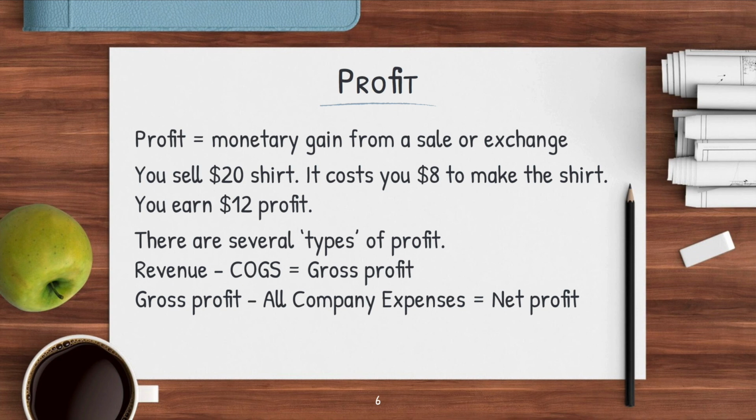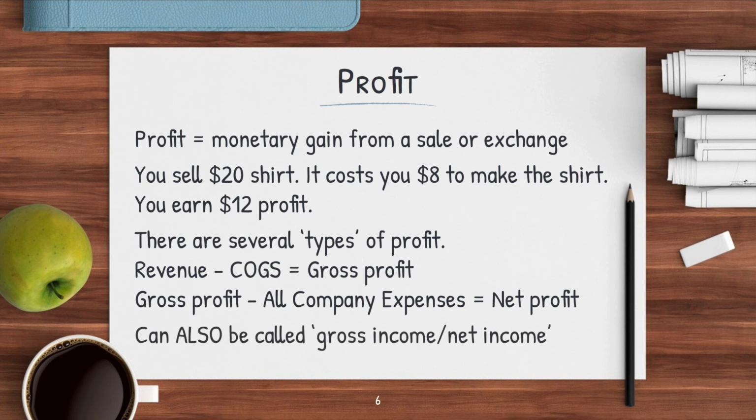However, most companies have a lot more expenses. They have to pay their workers, they have to pay rent for their facility, they have taxes. So net profit would be your gross profit minus all company expenses. So the actual true amount of money a company earns after subtracting everything they have to pay. Sometimes the word income is used instead of profit. So if you see gross income or net income, those are the same as gross and net profit.